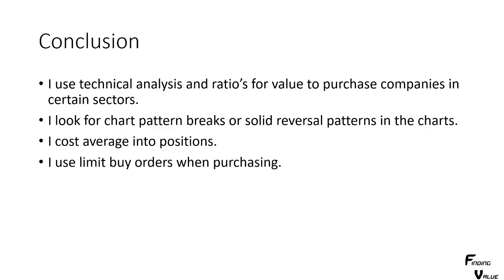And if you guys have questions, leave it in the comments section if you need more explanation than that. So the conclusion here is I use technical analysis and ratios for value to purchase companies in certain sectors. That's how I do it. You saw kind of how I cost average in, where I buy using charts. I look for chart pattern breaks or solid reversal patterns in the charts. I cost average into positions and I use limit buy orders when purchasing.